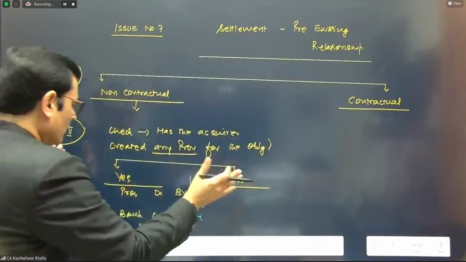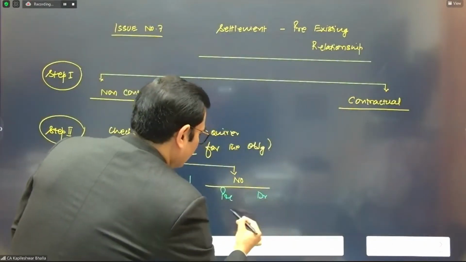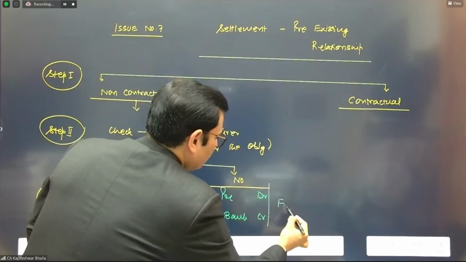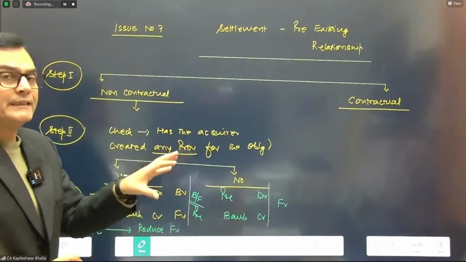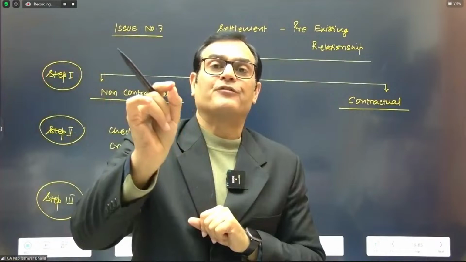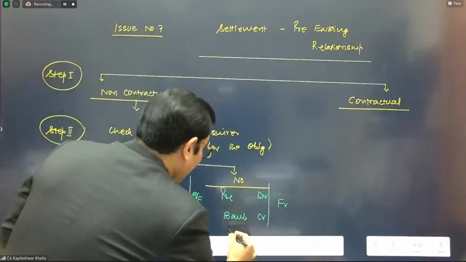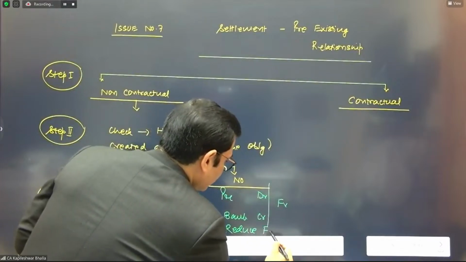Next, if you said no, we have not created any provision, you will pass the entry: profit and loss debit, and the bank gets a credit, and this will be completely at fair value. So this is the entry which you're going to do before the acquisition date. P&L gets a debit and the bank gets a credit for the fair value. And as a part of the PC, you need to reduce the fair value as well.